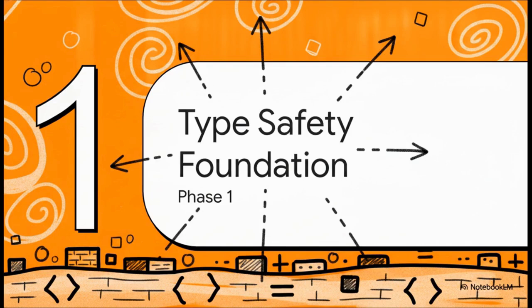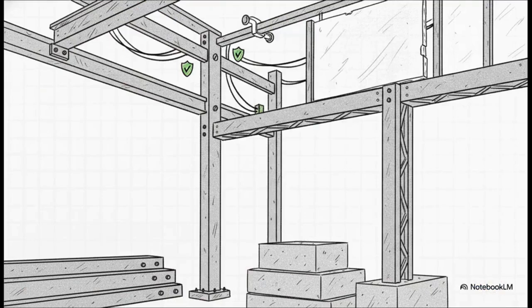So the crucial point to start with is Phase 1, the type safety foundation. Our source roadmap explicitly kicks things off with TypeScript basics. Sticking with our skyscraper metaphor, these are your raw construction materials, your steel girders, the concrete, the rivets, the whole shebang. So why does this matter so much?